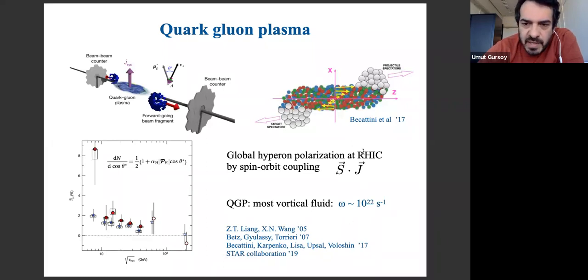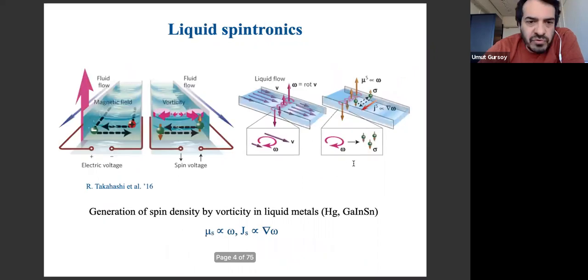So spin orbit coupling and so on. What I will do is that I will not assume that whole quasi-particle description, and I will just construct the hydrodynamics in the language that you are more familiar with.